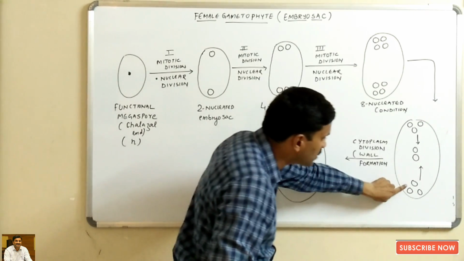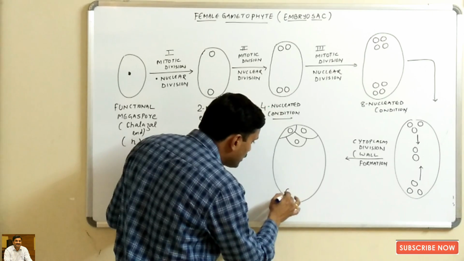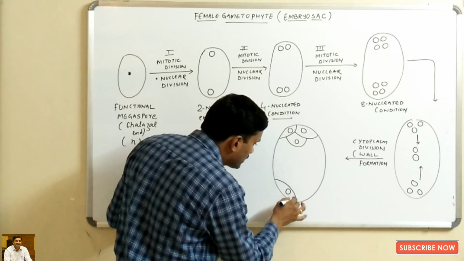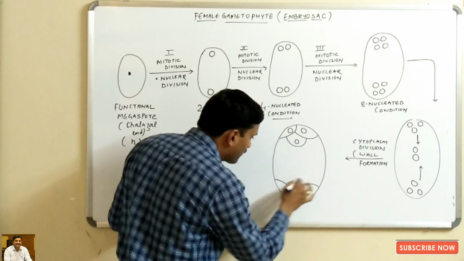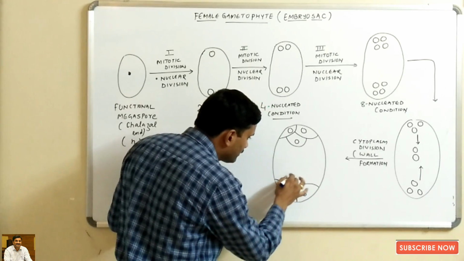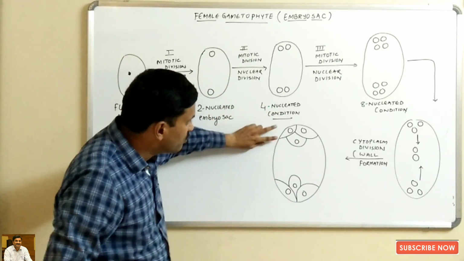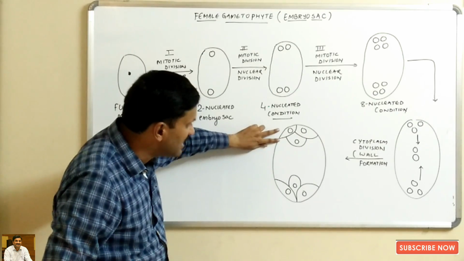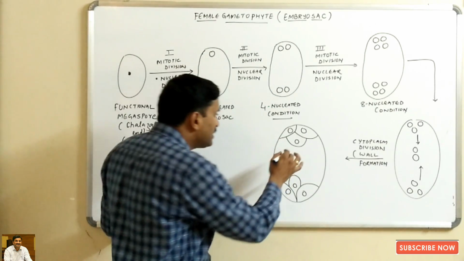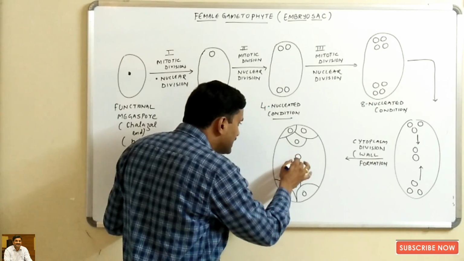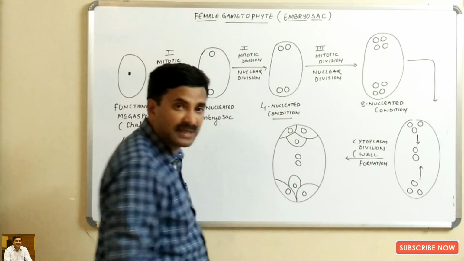Now what happens? Here also we are having 3 nuclei. These 3 nuclei will form a wall around them. Means cytoplasm division will occur. Okay, these walls are formed and this is another cell. So 3 cells are formed at the chalazal end, 3 cells are formed at the micropylar end and the 2 nuclei are present at the center.